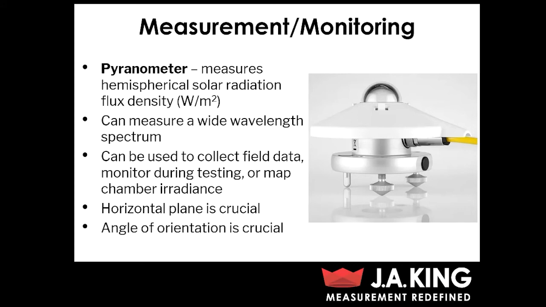So the first piece of equipment we're going to talk about is a pyranometer, and this is used to measure your irradiance, essentially, or your hemispherical solar radiation flux density in watts per meter squared. The reason that we use a pyranometer is because it can measure a very wide wavelength spectrum. So we already talked about the spectrum of solar irradiance, and it's quite wide. So we want to use a piece of equipment that can pick up all of that radiation.